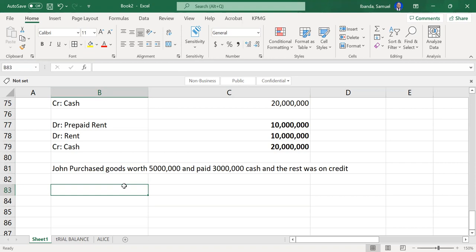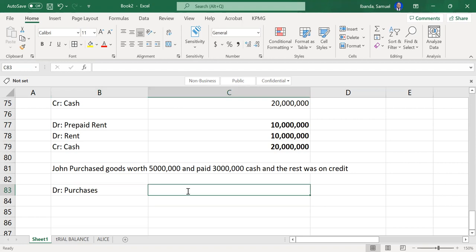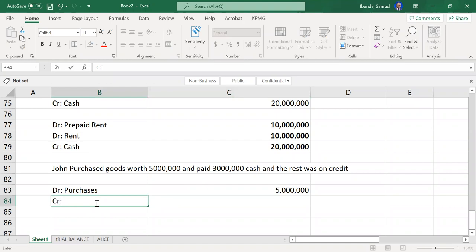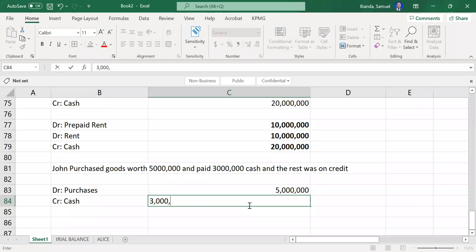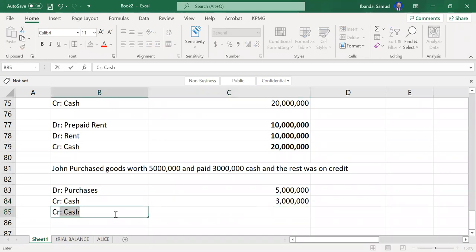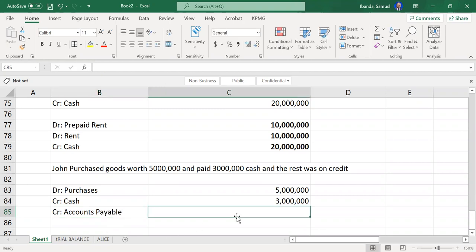what we are basically going to do is, we know that since they are purchases of goods, we'll have what we call a purchases account. Whenever we purchase goods for use in the process of production, or we buy goods that are going to be resold, we call that purchases. So debit your purchases with 5 million, and now credit. We are crediting our cash, because we paid by cash, with 3 million, and then we are crediting what we shall call our accounts payable with the balance of 2 million.